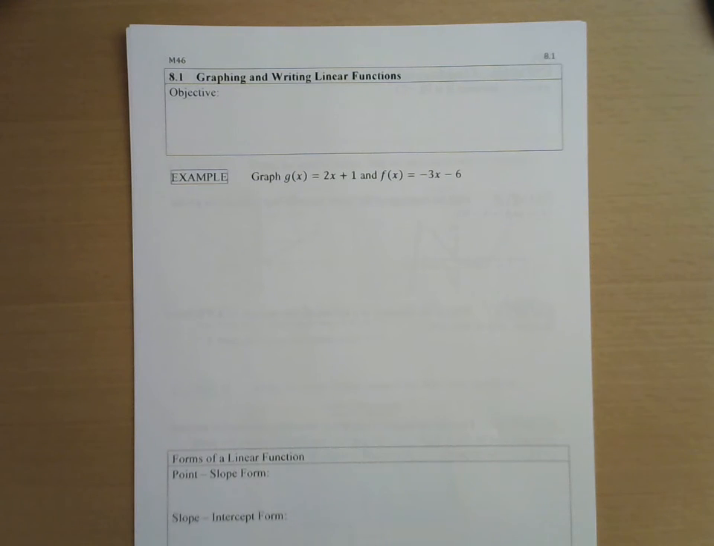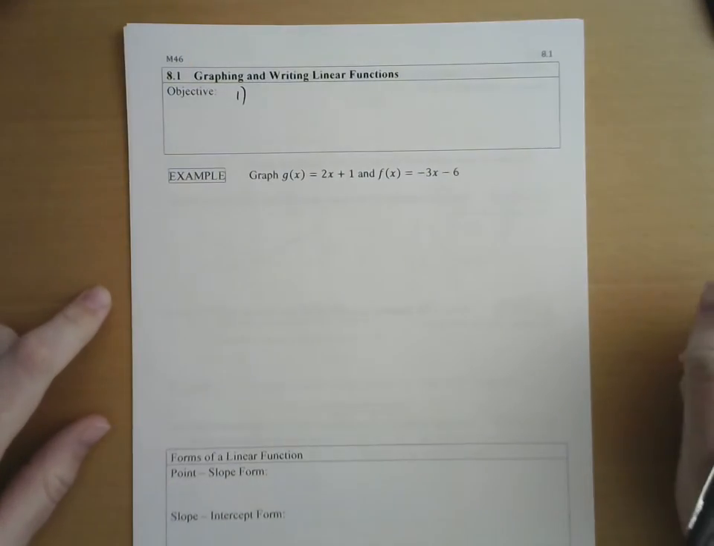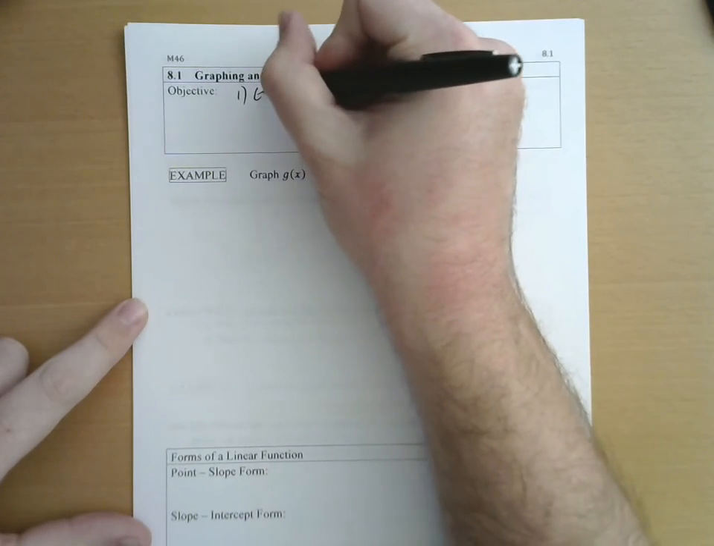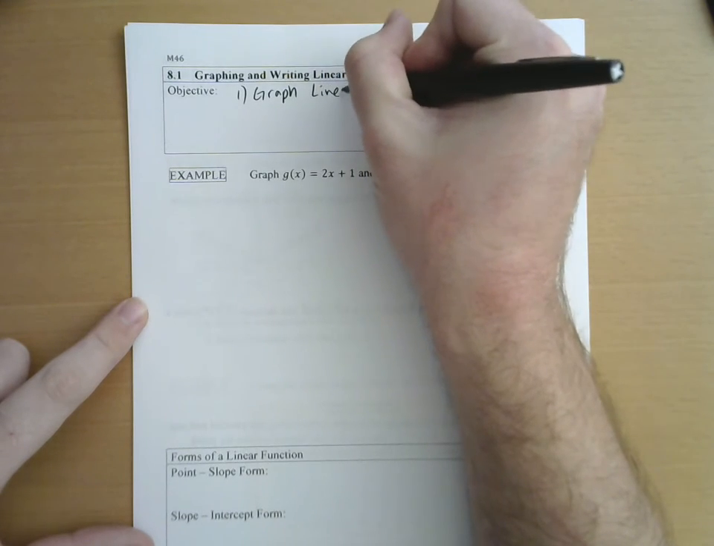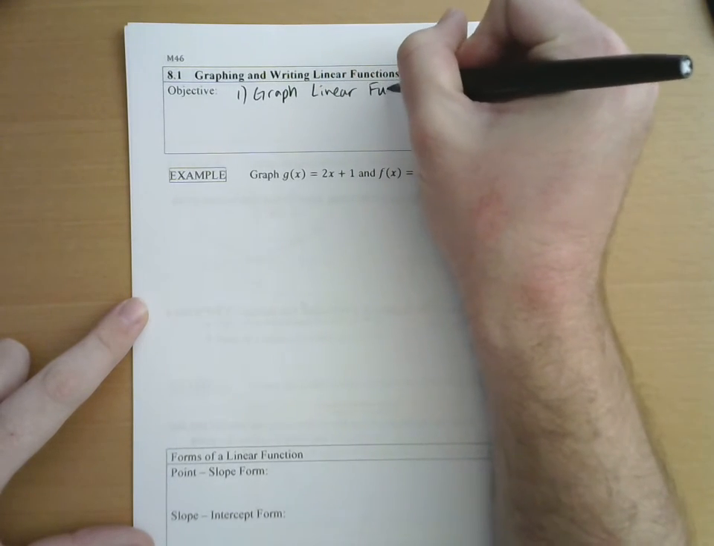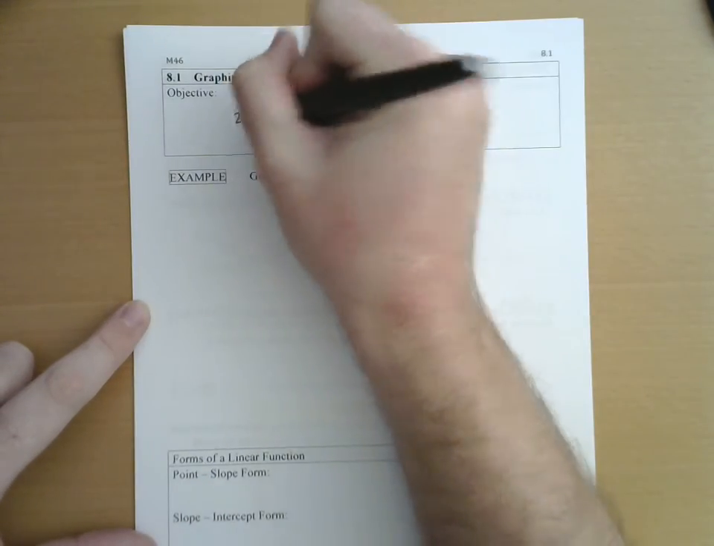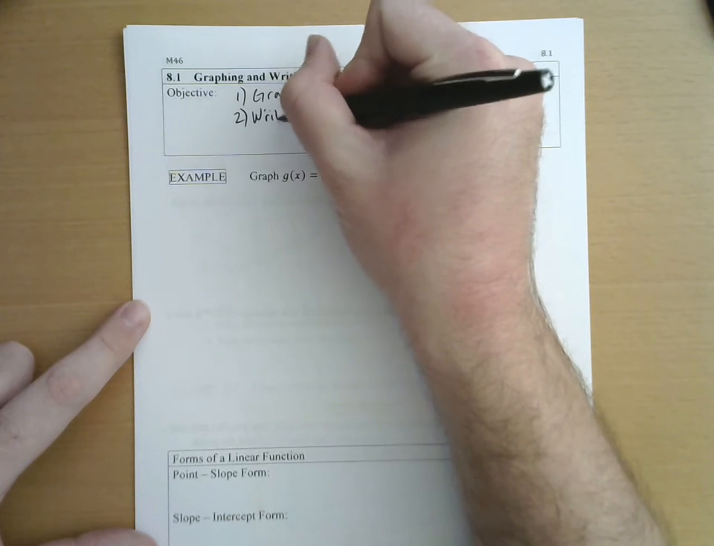So this first one is graphing and writing linear functions. Now we've seen functions and we've seen linear equations. And there's no difference between what we do with linear equations and what we do with linear functions. So the first thing we're going to talk about briefly is graphing linear functions. The second thing after that is writing equations of linear functions.